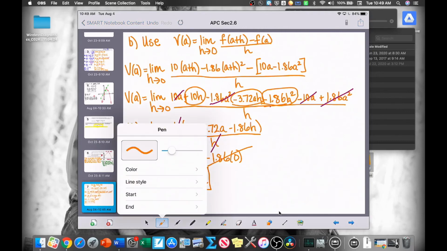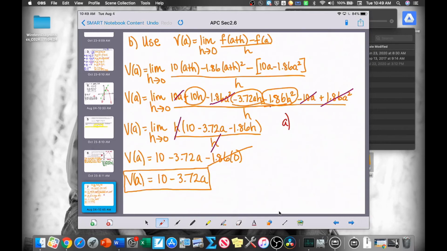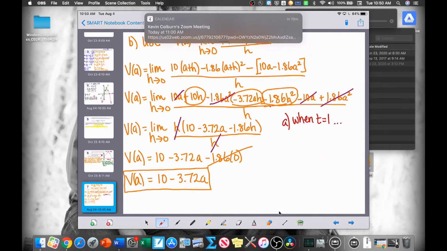But now, going back to part A. Part A asked me to find the velocity of the rock after t equals 1 second. So for part A, when t equals 1, I'm going to use my equation. It's going to be v of 1 is equal to 10 minus 3.72 times 1, which when I do the math, the velocity after 1 second is equal to 6.28 meters per second.